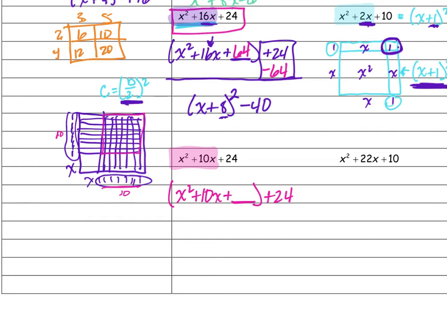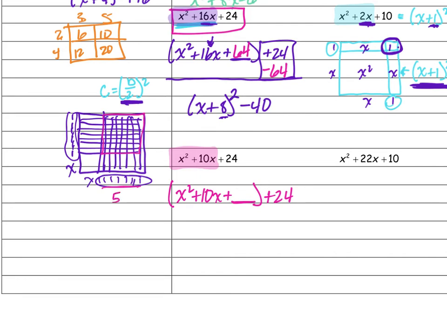Oh, hold on. It's not 10 on both sides. What am I talking about? Why did I do that wrong? Isn't it 5? Yes. Thank you. There's not 10. There's 5 on both sides. There's 5 on this side.